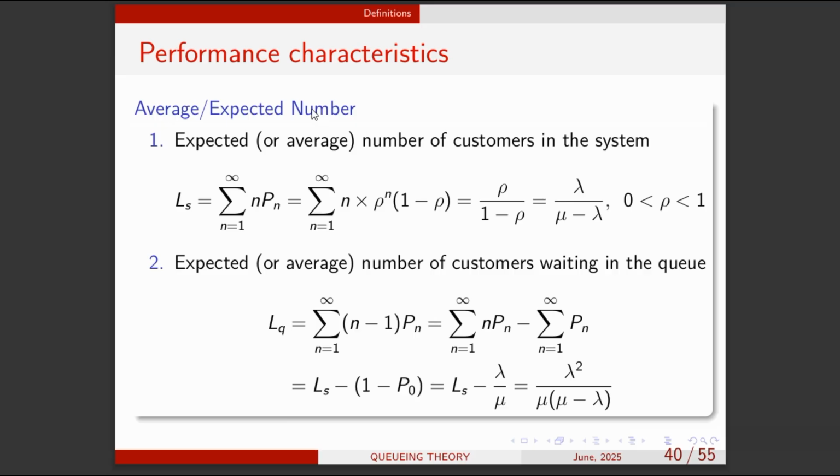We look at performance characteristics in this video. Over here we're going to look at the average number, or the expected number, of customers in the system and in the queue, and the waiting time and everything as well. So let's just dive into the video.